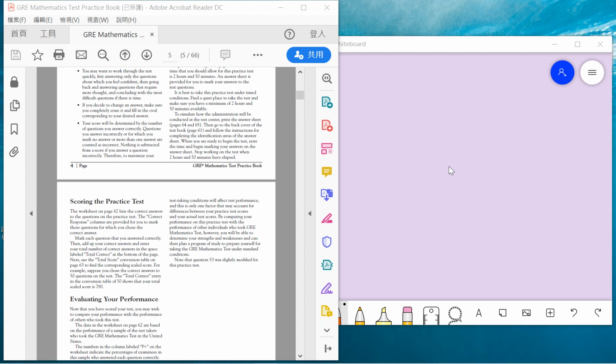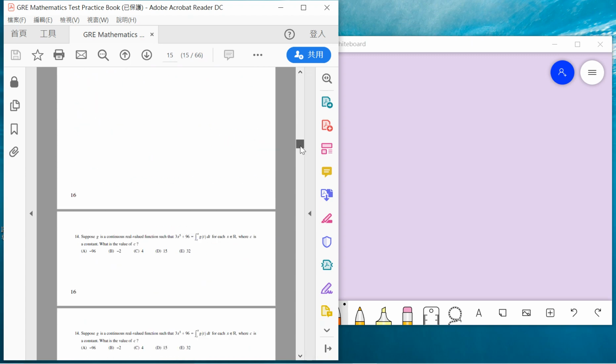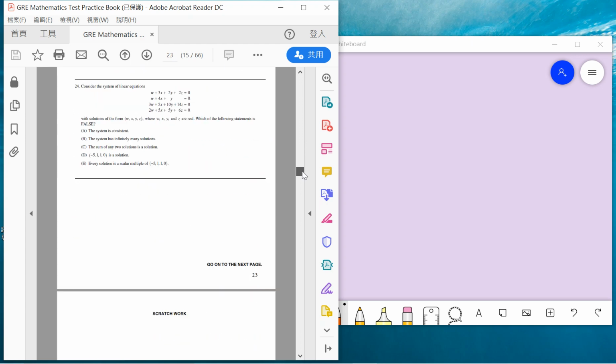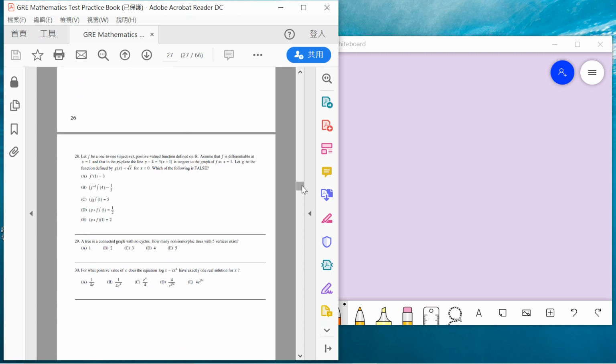Third tutorial for the GRE math subject. Today we will keep solving ETS problems. Last time we already solved problem 27, so we'll start from 28.